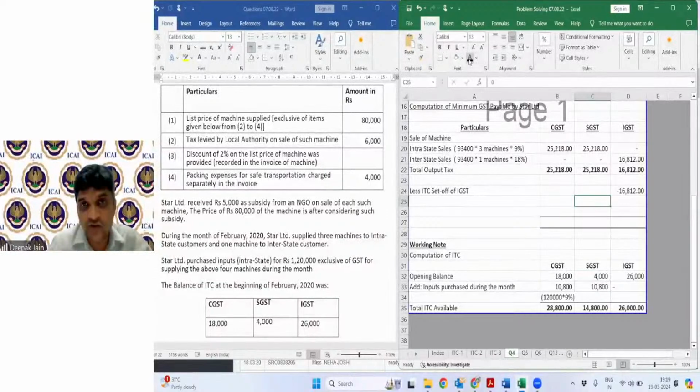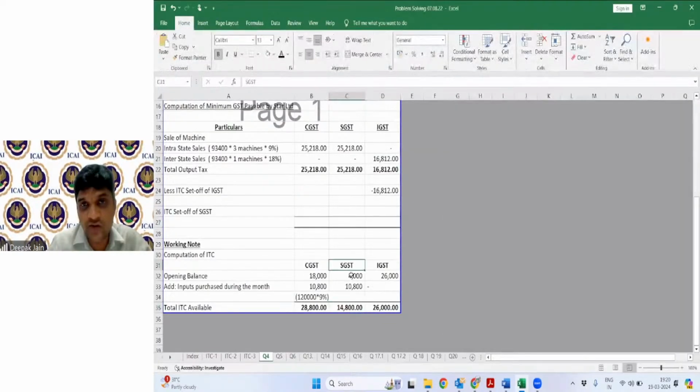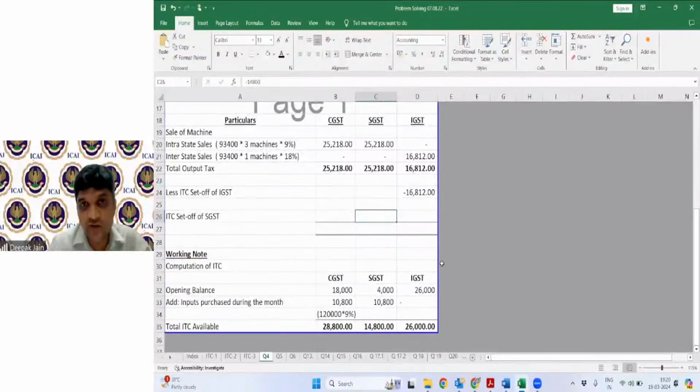So I can utilize this balance IGST against SGST or CGST, but SGST का liability ज़्यादा है और credit कम है. So I will utilize the credit of IGST against my SGST liability first. So 16,812 balance.